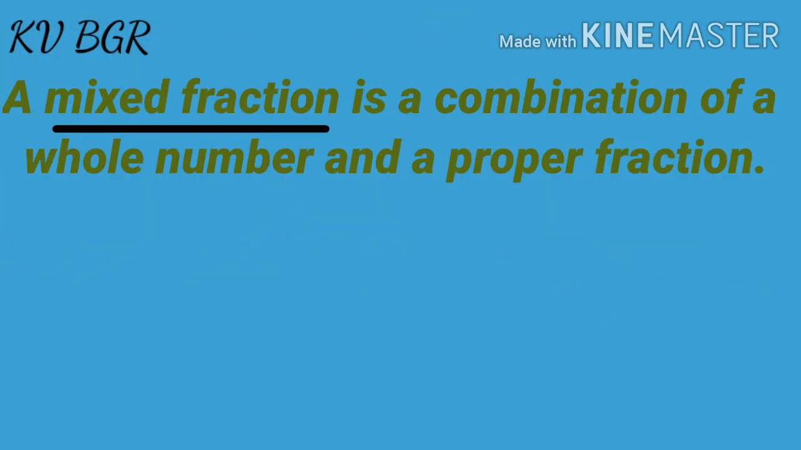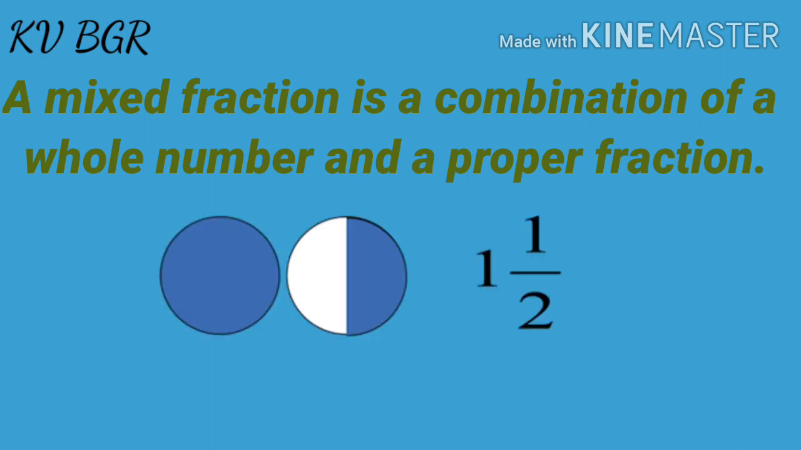So, a mixed fraction is a combination of a whole number and a proper fraction. For example, 1 and 1 by 2 means we have one whole and half of another one.